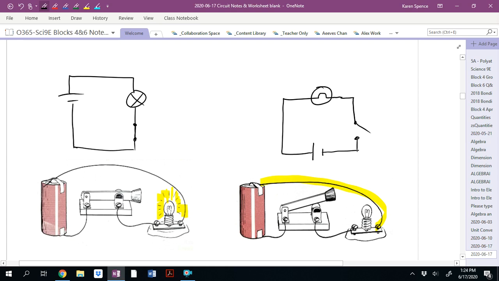Okay, there's innumerable different ways you could draw this as long as you've made it a square, and as long as the positive terminal of the battery is connected to the light bulb, and the negative terminal of the battery is connected to the switch, you are good to go. Okay?